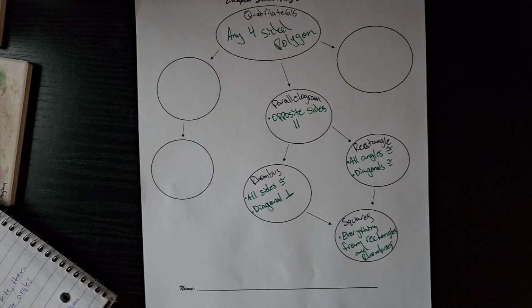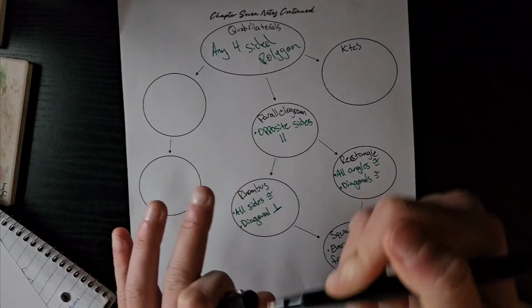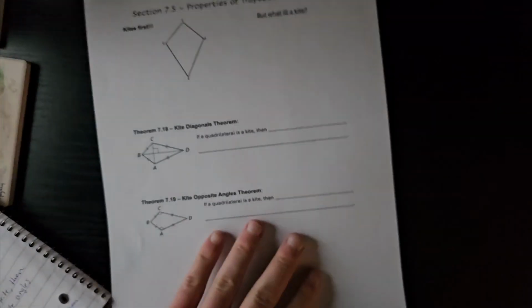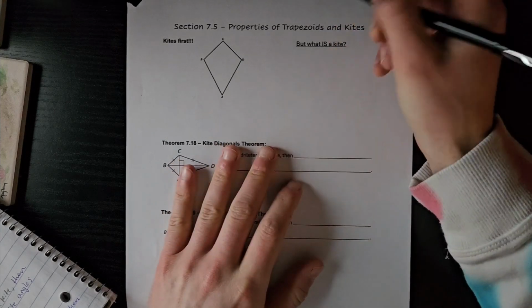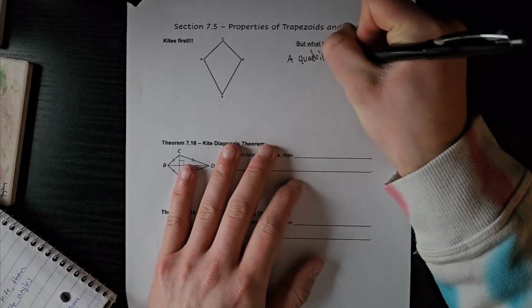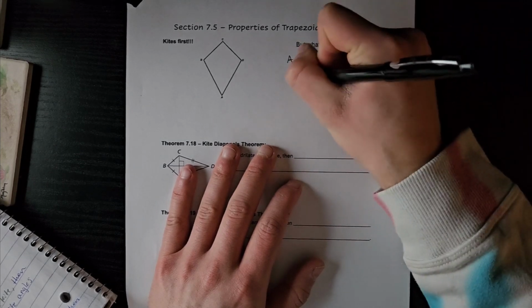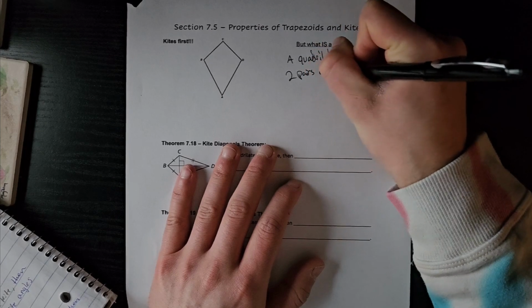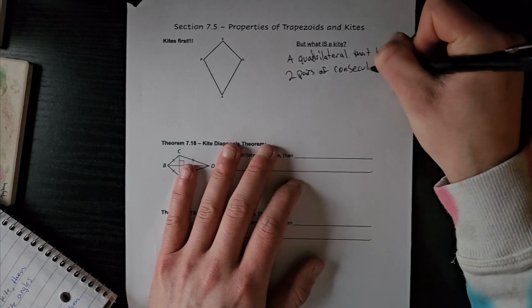Now, the one that we're going to start with today for 7.5 is kites. Kites only have one subsection of it, which is right here. And we'll fill it out in a bit, but we have to actually work with kites first. But what is a kite, you might be asking? Well, a kite is a quadrilateral that has two pairs of consecutive congruent sides.